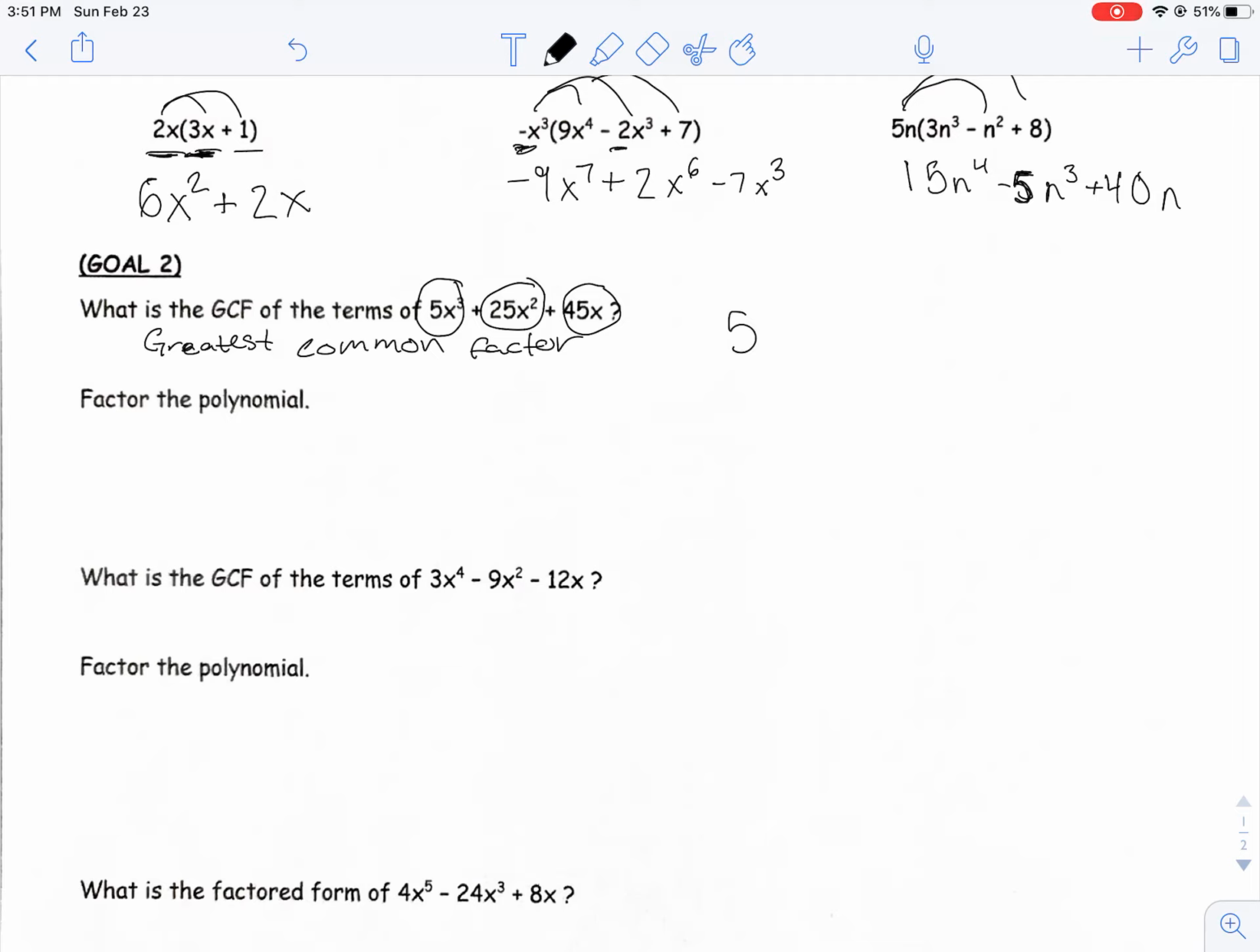Now, we also have to think about the variable. And this is where things get a little bit tricky sometimes. I'm going to erase my circles here so I can see. So there's 3 x's in the first term, there's 2 x's in the second term, and there's 1 x in the third term. So basically what we're saying here is that each of those terms has an x to give up. So this is what it's going to look like.